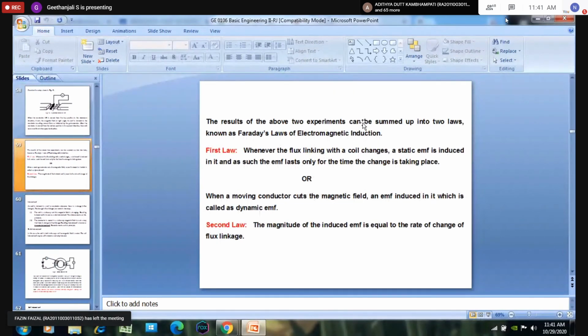So from that we conclude the two laws of Faraday's law of electromagnetic induction. The results of the above two experiments can be summed up into two laws known as Faraday's laws of electromagnetic induction. First law, what is the first law? There are two laws in Faraday's law of electromagnetic induction, obtained from the two experiments.